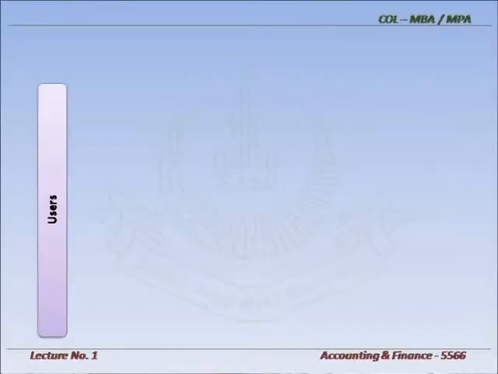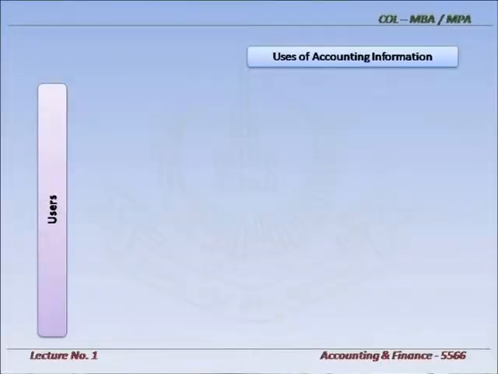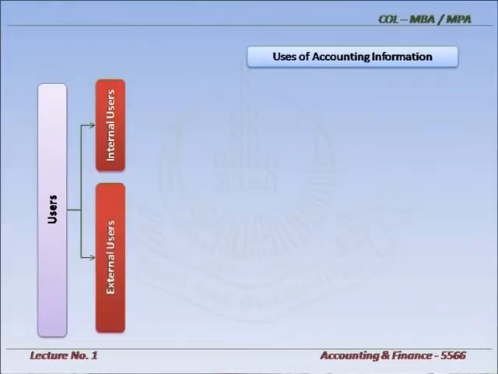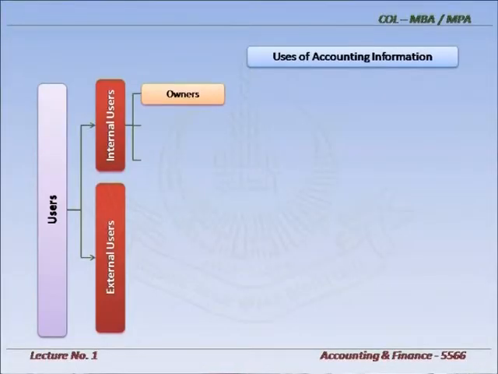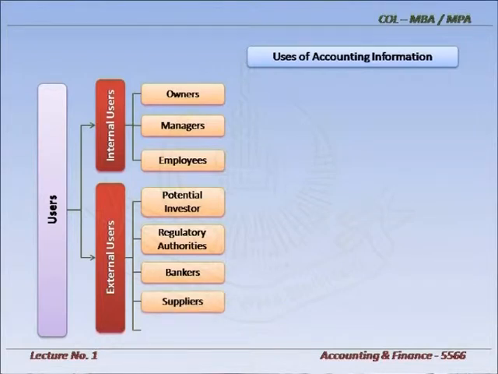Now we discuss the users and uses of accounting information. The users of accounting information can be divided into two categories: internal users and external users. Internal users means the users from or within the organization or business, and may include the owners of the business, managers, and other employees. The external users are the potential investors, regulatory authorities and bodies, bankers, suppliers, and competitors.